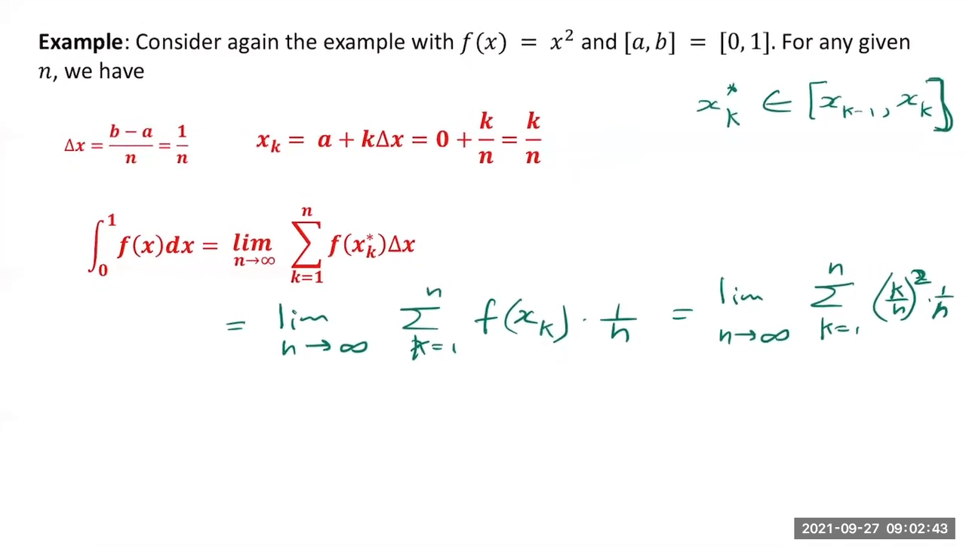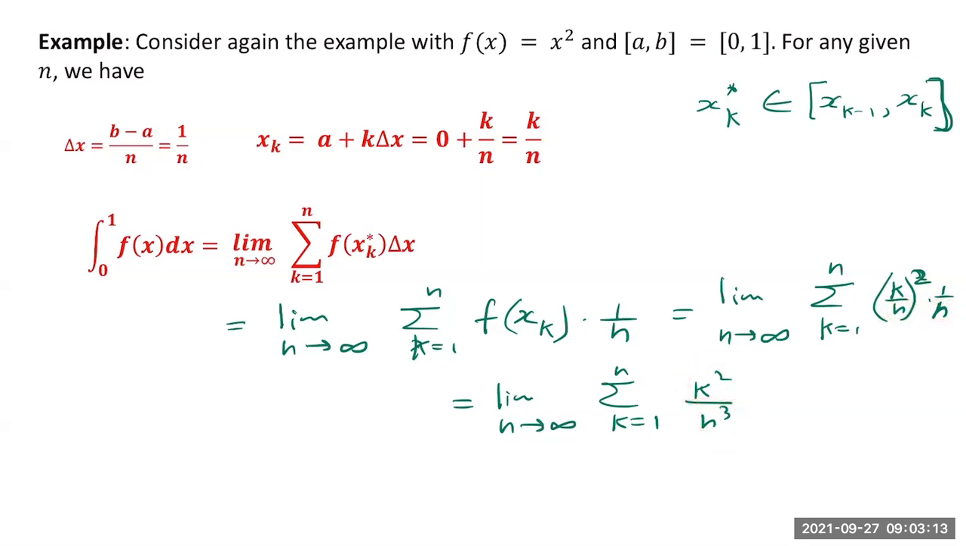Now let me simplify this a little bit further. If you simplify your expression, you get the limit as n approaches infinity of sigma k goes from 1 to n, k squared divided by n cubed. Here you have n squared in the bottom; if you multiply that n squared with this n, you get n cubed. Of course, in the top you have k squared.